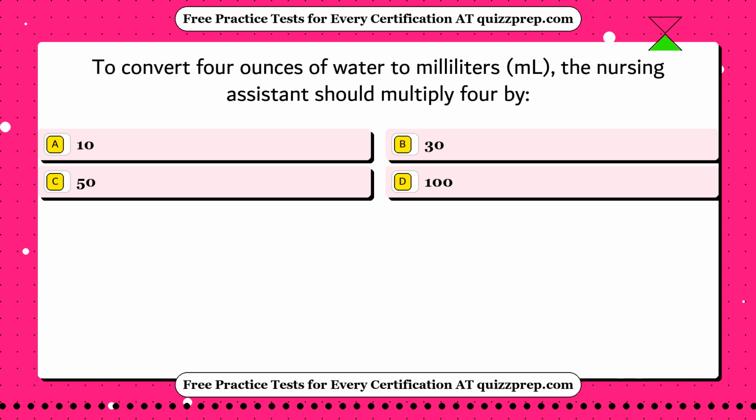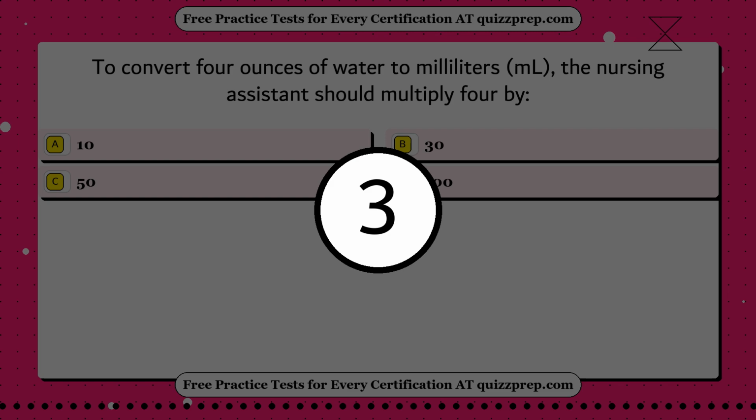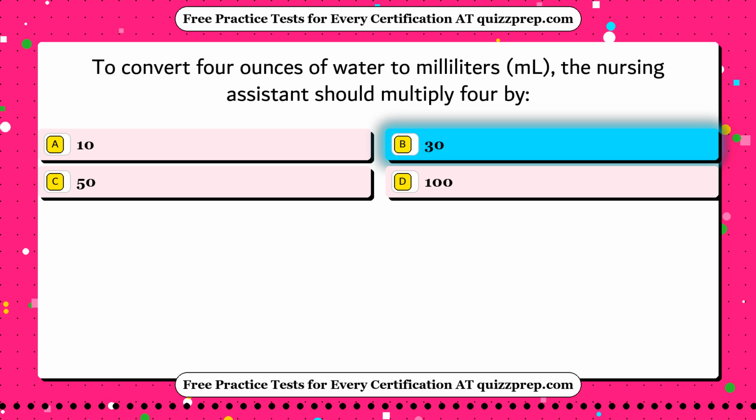Question 40. To convert 4 ounces of water to milliliters, ml, the nursing assistant should multiply 4 by: Option A, 10. Option B, 30. Option C, 50. Option D, 100. The correct answer is Option B, 30.